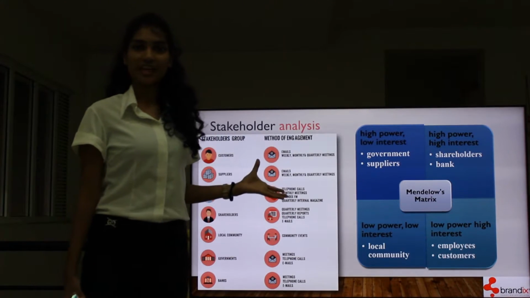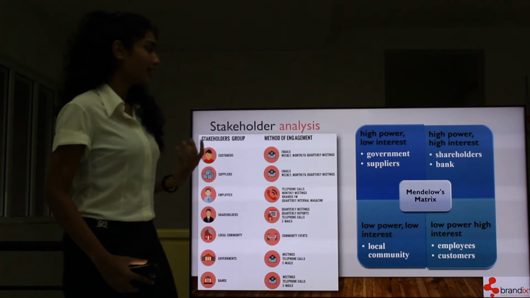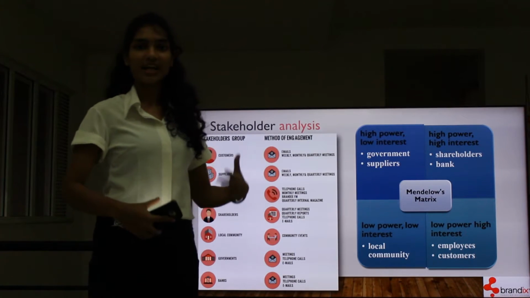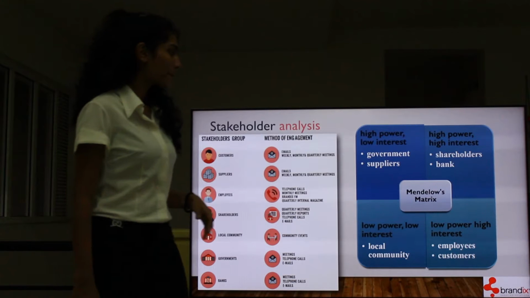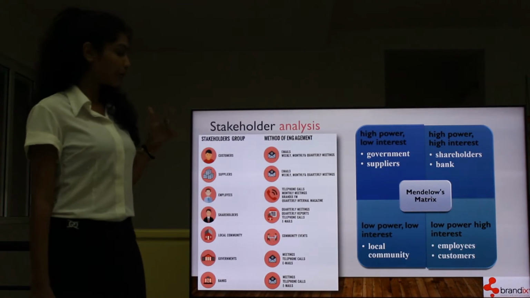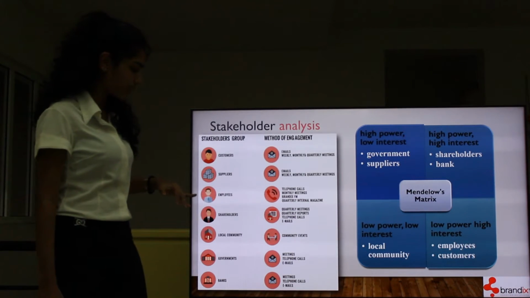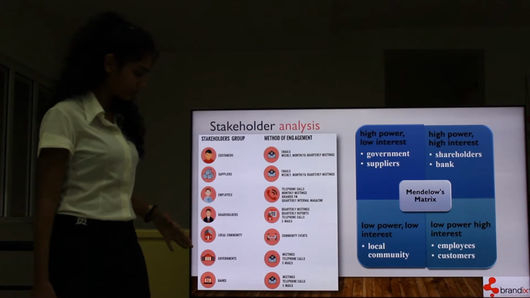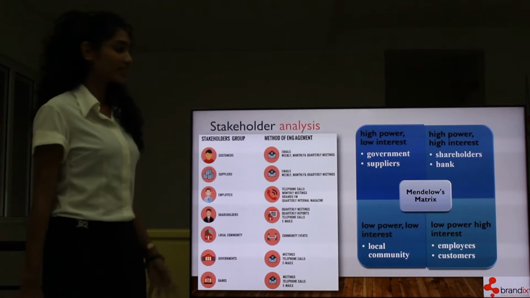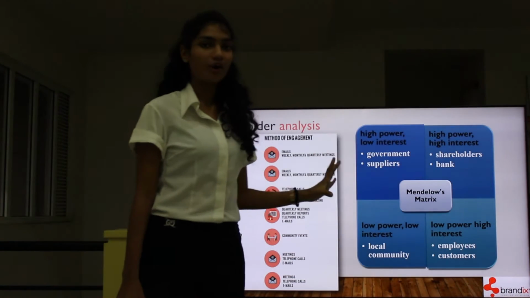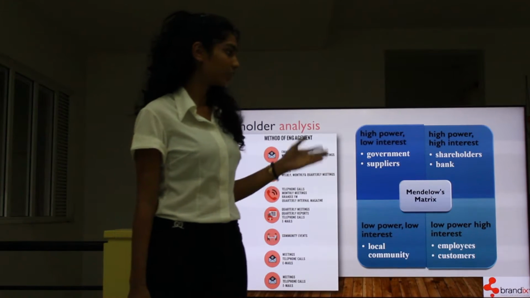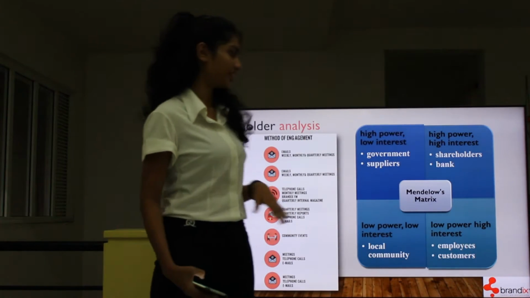Analyzed here are the stakeholders which will be affecting Brandix in the current strategic plan. The stakeholders will be customers, suppliers, employees, shareholders, local community and the banks. Categorized here are all the stakeholders according to power and interest.